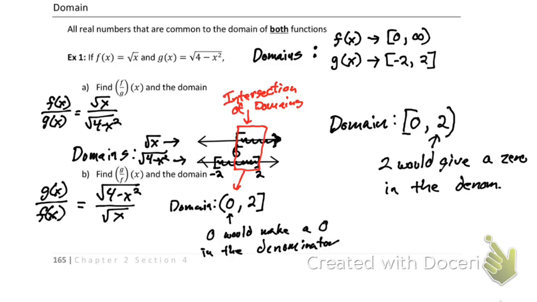So if you are adding, subtracting, multiplying, you just do your intersection of domains. If you are doing any kind of fraction, you're going to do your intersection of your domains, but you have to ask yourself, what number can I plug into the denominator? So you have to ask yourself that important question anytime you are dividing.